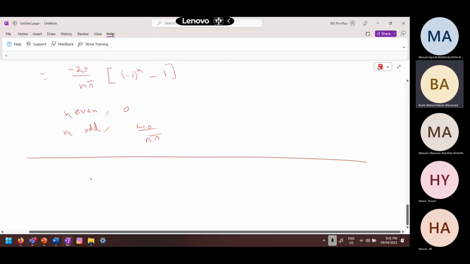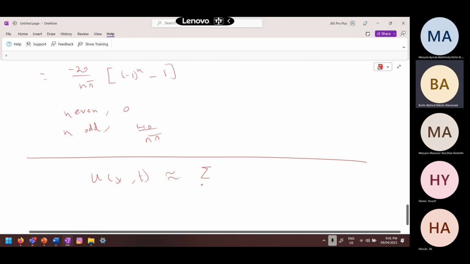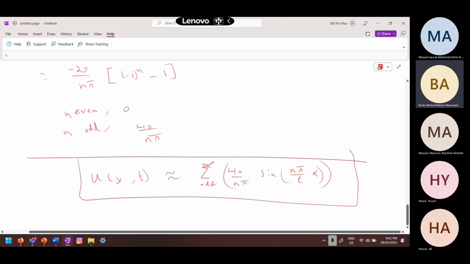Okay, finally, the solution of this whole problem. So u of x and t is approximated, since this is just an approximation, by the summation over odd numbers till infinity. This shows you that we're only using odd numbers. 40 over n pi sine n pi over L x. This is the solution of the whole problem.